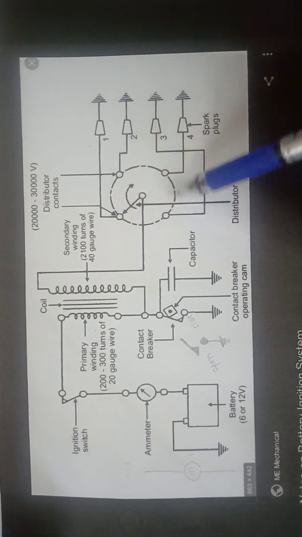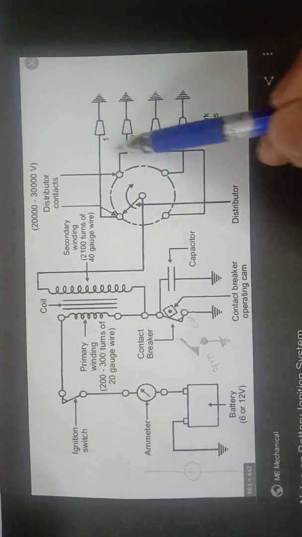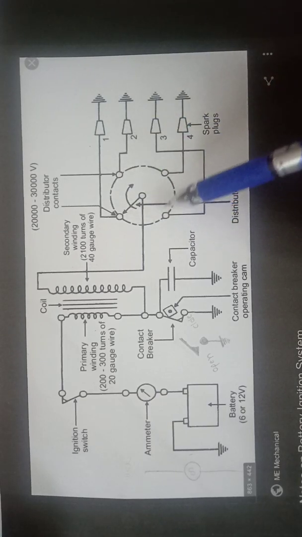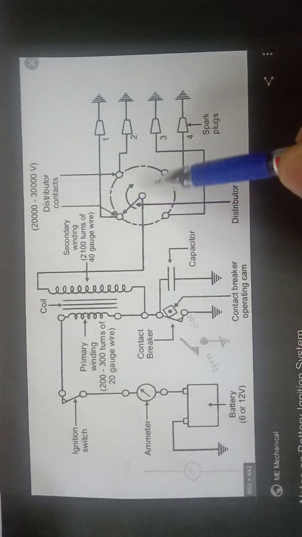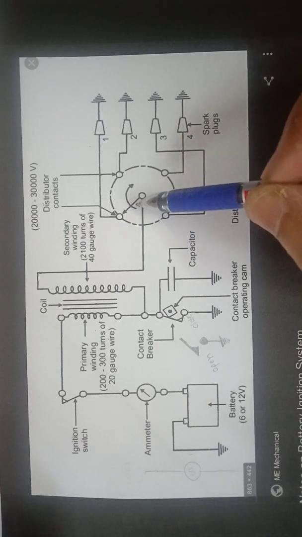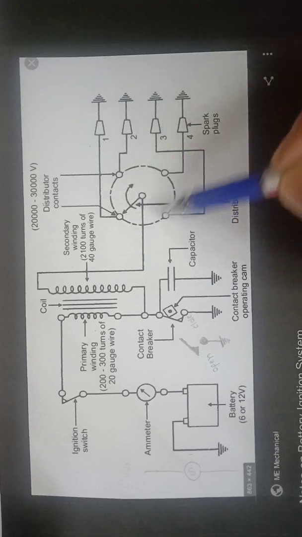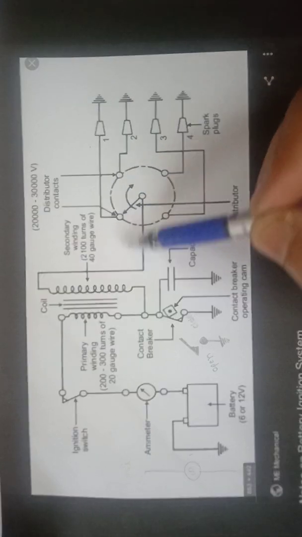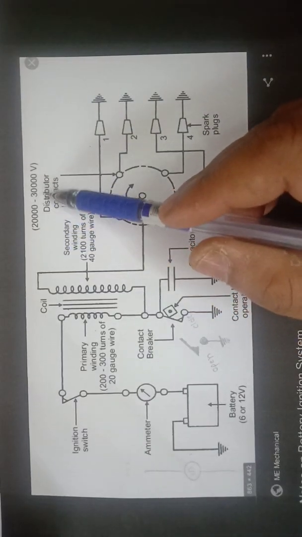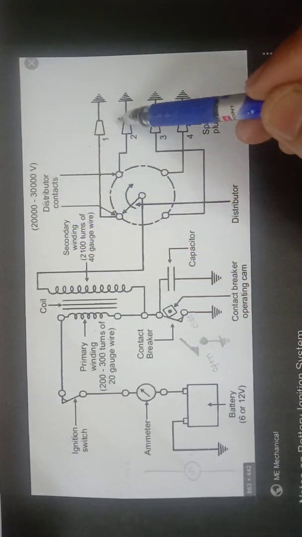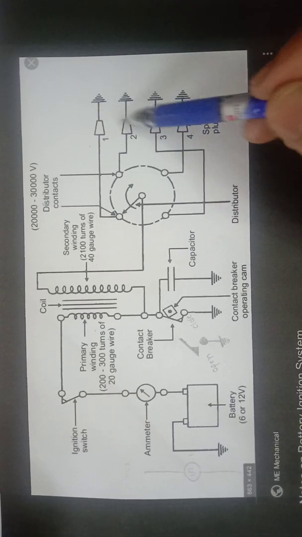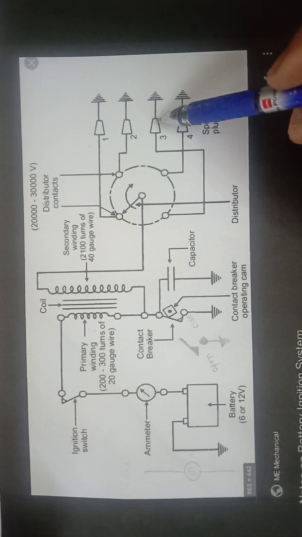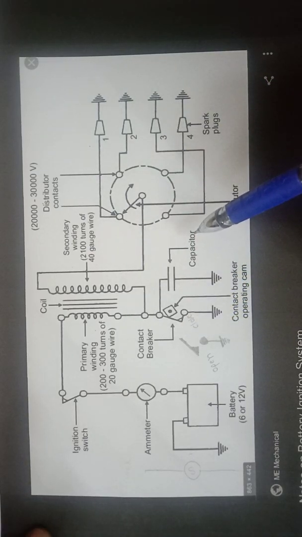The distributor has terminals 1, 2, 3 and 4. As this is a 4-cylinder engine, it has 4 terminals. If this were a 6-cylinder engine, then it would have 6 terminals. So this is a distributor which distributes the high voltage of 20,000 to 30,000 volts to the spark plugs. These are the 4 spark plugs which are connected to the head of the engine. So this is all the construction of the battery coil ignition system.